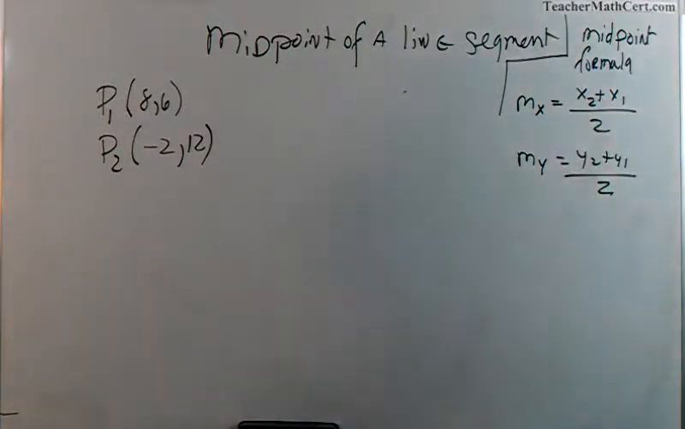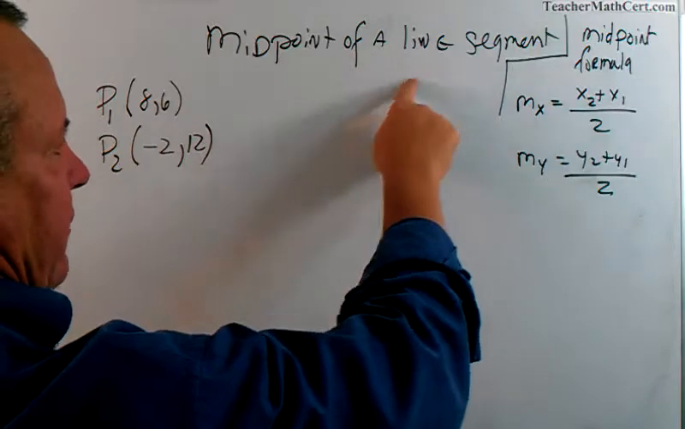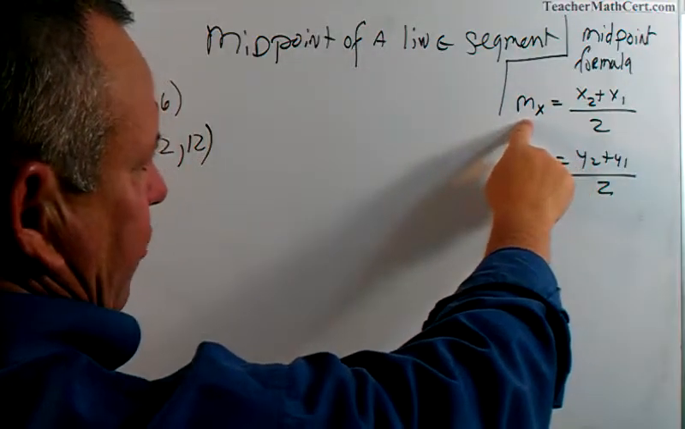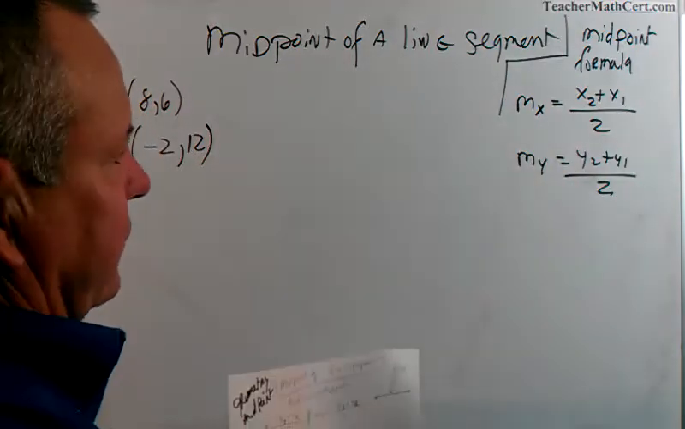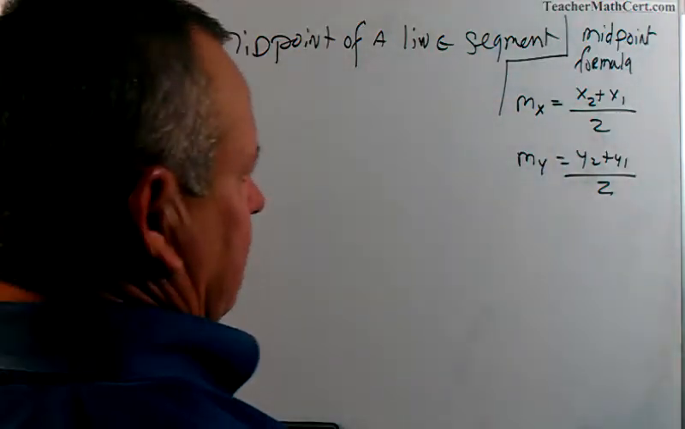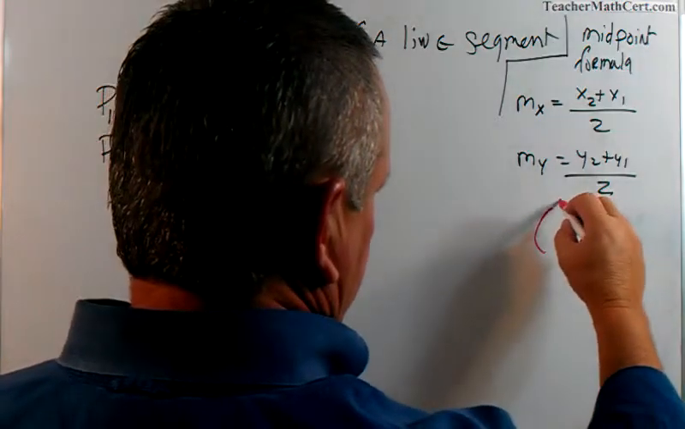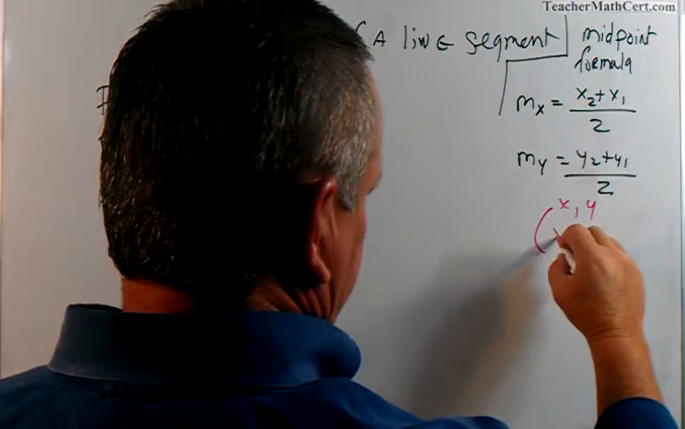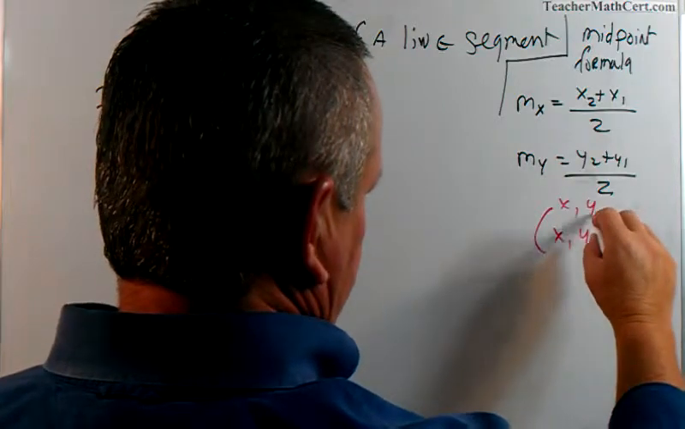Okay, geometry, midpoint of a line segment. Here's the formula, the midpoint for the x coordinate. This is going to be an xy coordinate right here. It's going to end up being like this, x, y, right? We're going to have a point here, whatever that's going to be, and y.